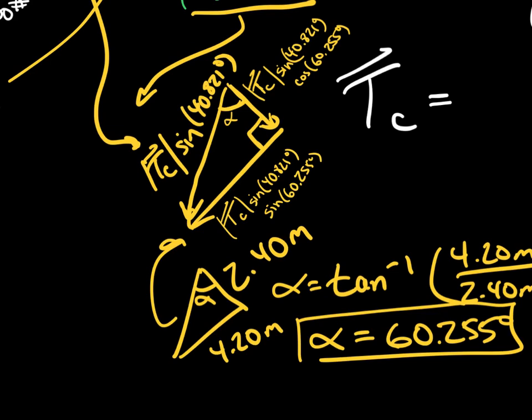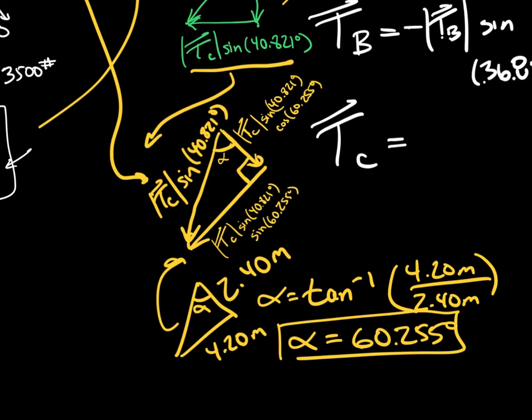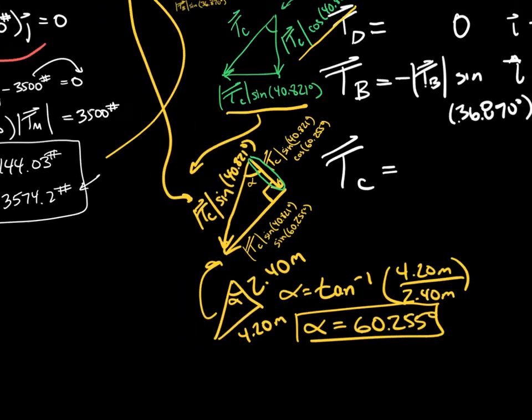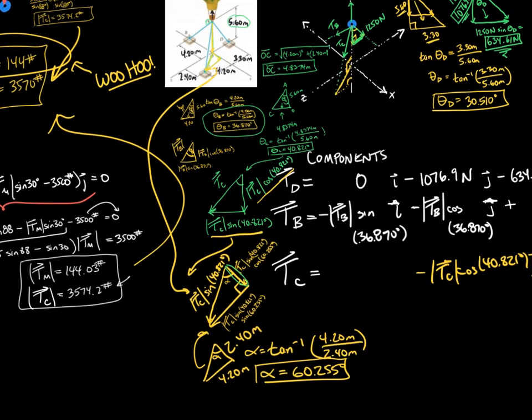So noting that this force right here, what direction is that force in? It's in the positive x direction. So we've got TC times all that business, sine 40.821 cosine 60.255. Noting these are being multiplied, I just didn't leave enough space there. And that's in the positive x. And then this force right here is in the positive z.